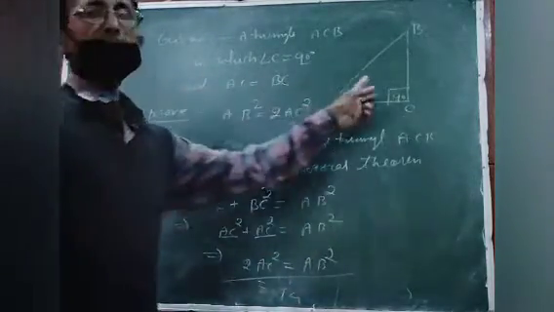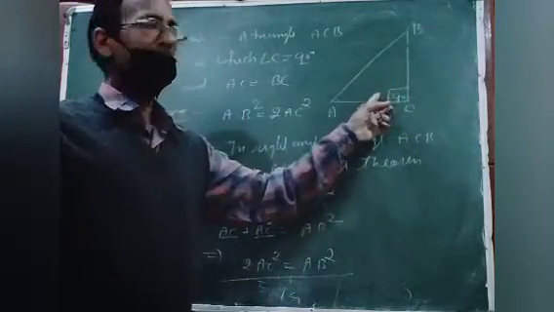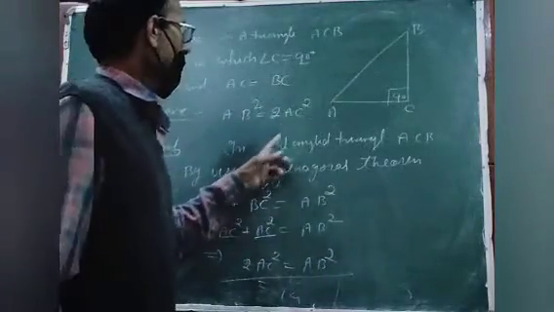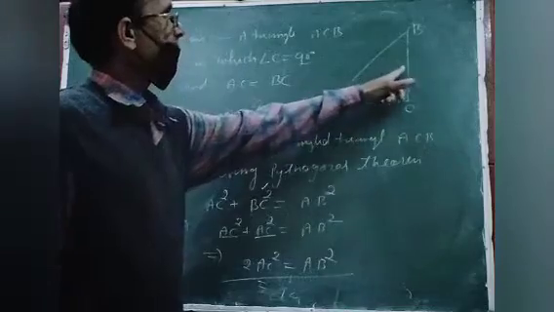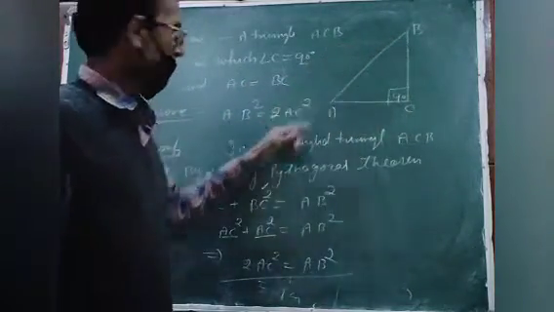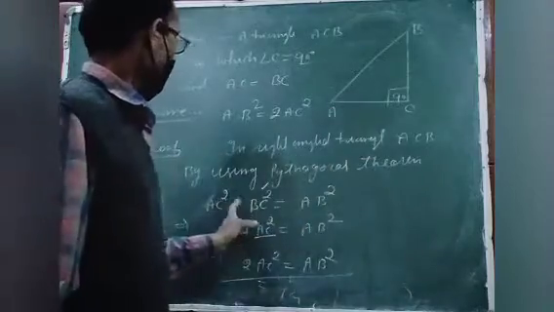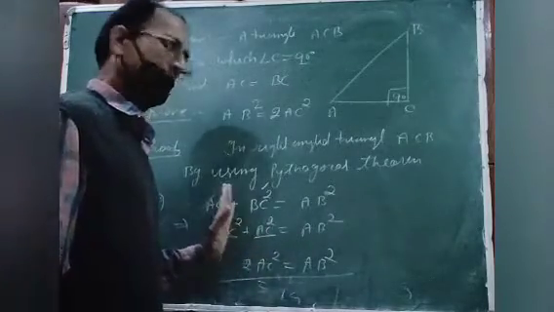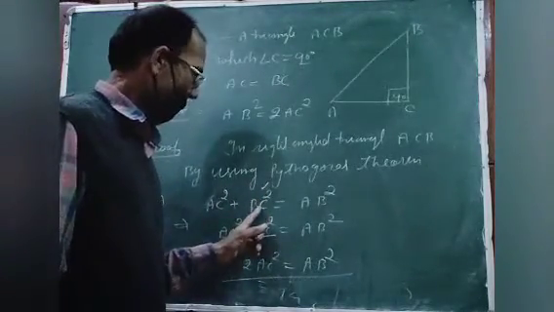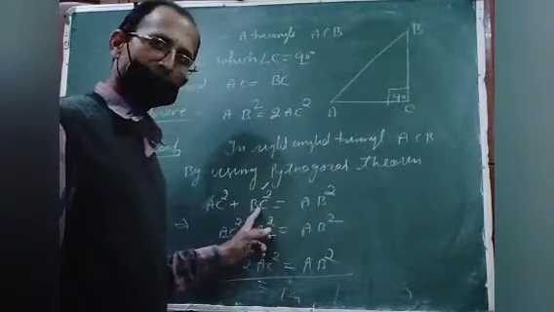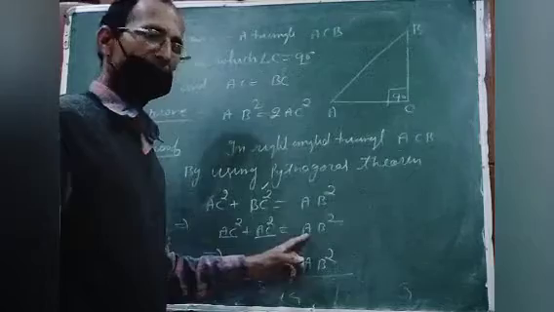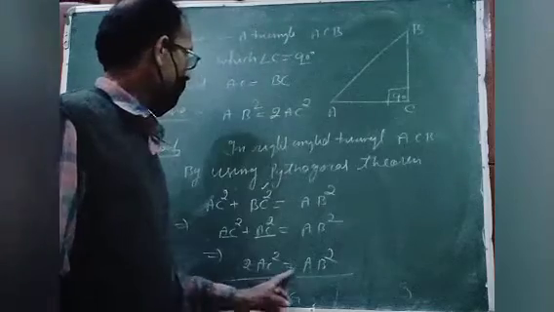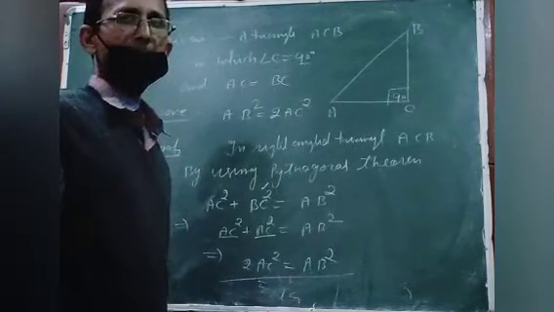Once again I am repeating. Given a right angle triangle in which AC and BC are equal, we have to prove AB square is equal to 2AC square. So by using Pythagoras theorem, base square plus perpendicular square is equal to hypotenuse square. So what is base? Base is AC. AC square plus BC square is equal to AB square. AC and BC both are equal, so you can write AC. AC square plus AC square becomes 2AC square is equal to AB square. So this is the proof of this theorem.